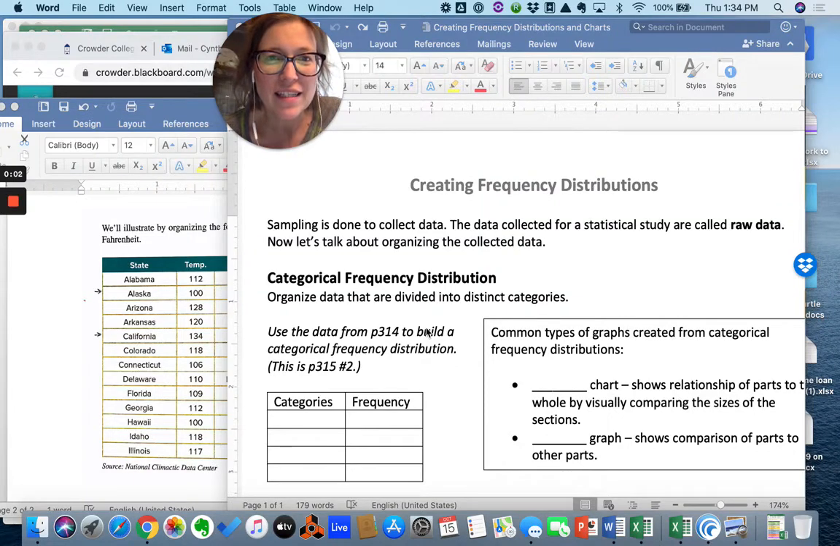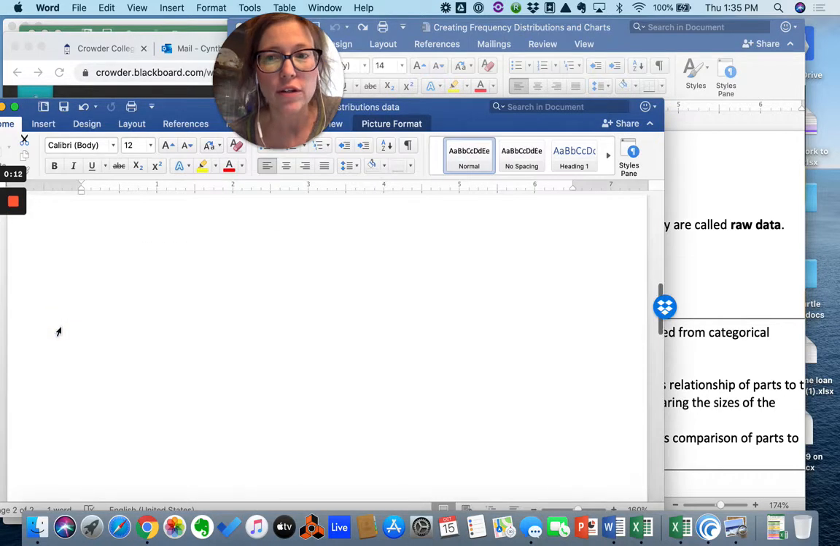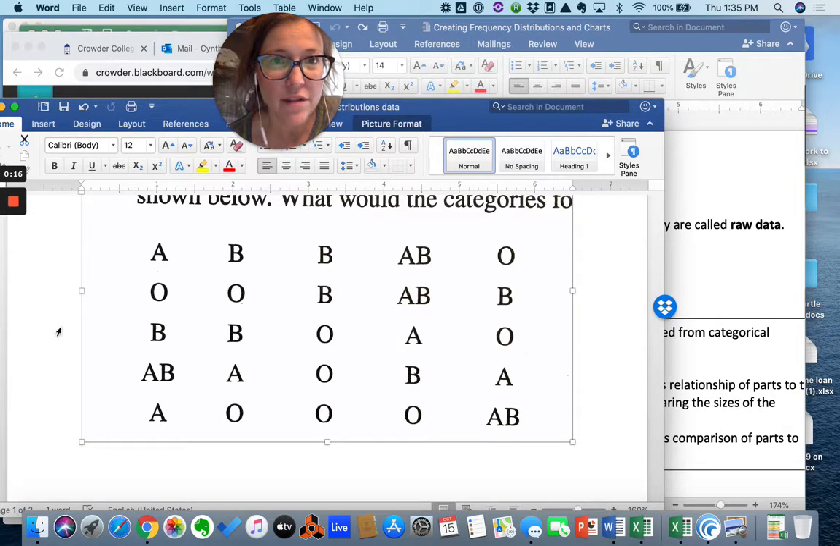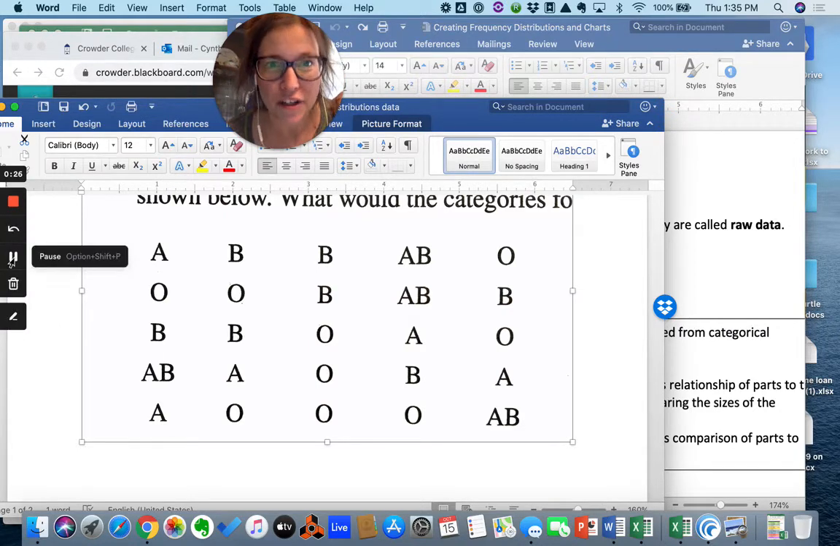So we've got this handout, creating frequency distributions. There's another video where we talk about categorical frequency distributions. Categorical data is like this. It's not numbers. It's different categories of things, and then when we count them, we get some numbers. But our things that we're counting are not numbers.